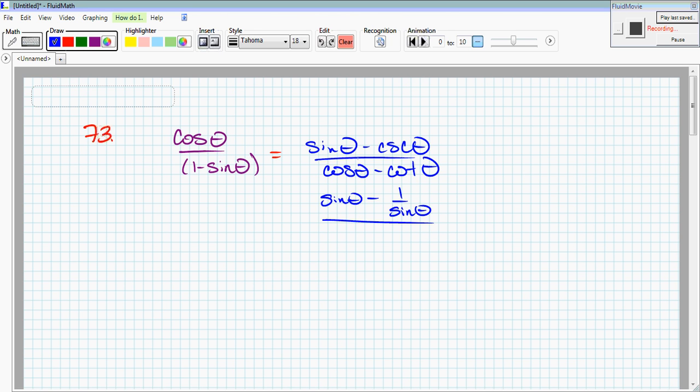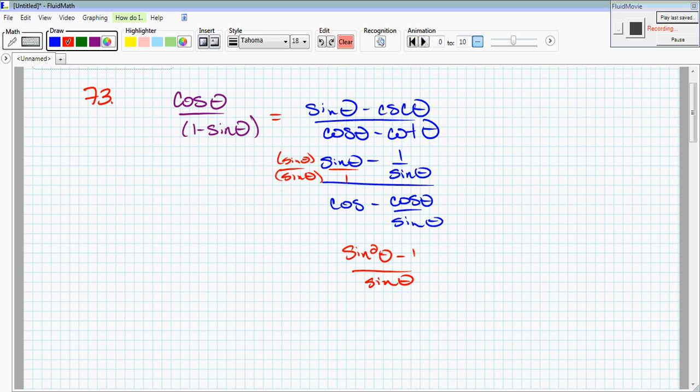Here we have our numerator, cosine minus cosine over sine. So what we would need is sine, multiply this by sine theta over sine theta. That's over 1. So what we end up with is sine squared theta, which is good. Don't need to multiply this for anything. Minus 1 over sine theta. Now what we're going to want to do is pull out a negative 1 to make it 1 minus sine squared, but we'll get to that in a second.